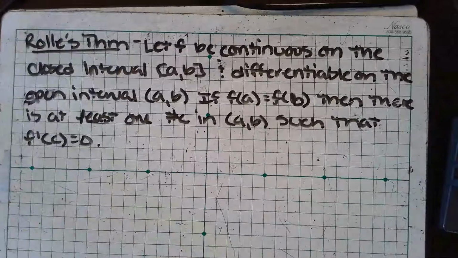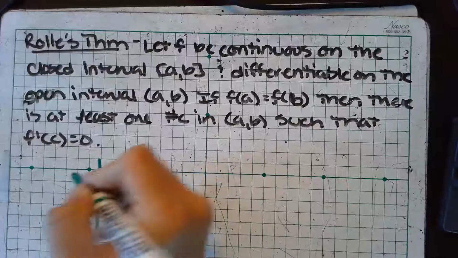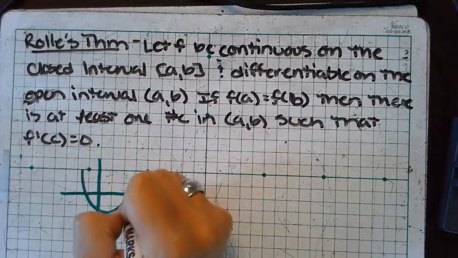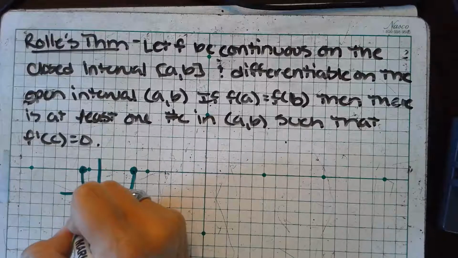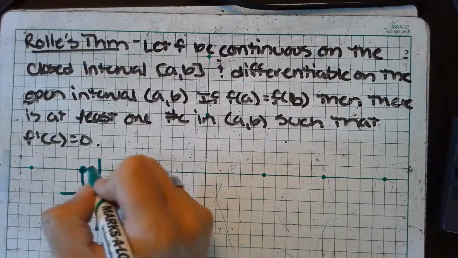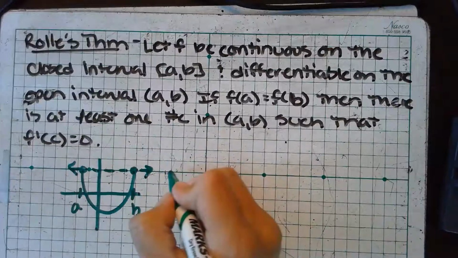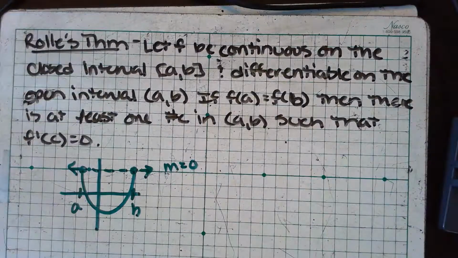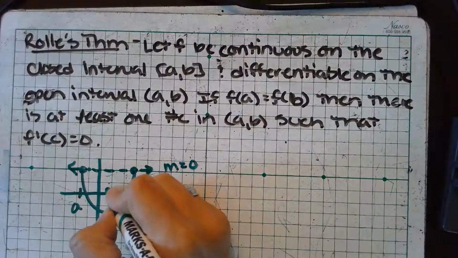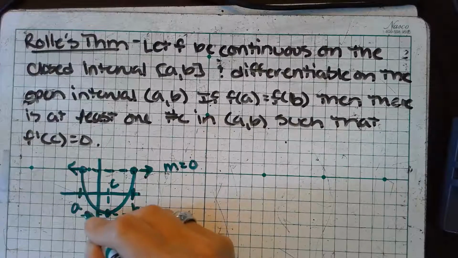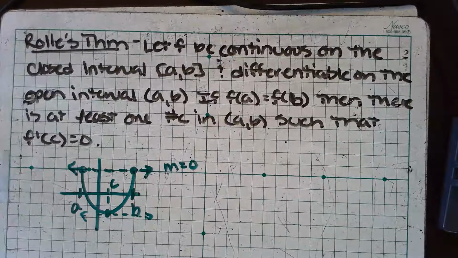All right, if you want a picture of Rolle's, it looks something like this. Okay, say we have a function right here. All right, we'll say this amount is A and this amount is B, and they have the same value. So therefore, the slope of their secant line is 0. All right, it is continuous. All right, it is differentiable. And look where C would lie. This would be C. C would lie right here, which actually is at one of the turning points.